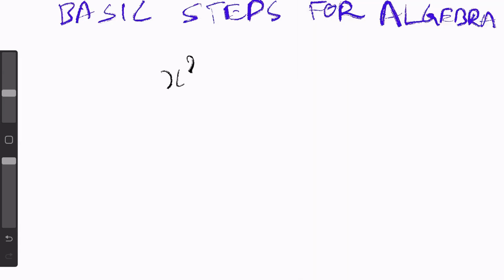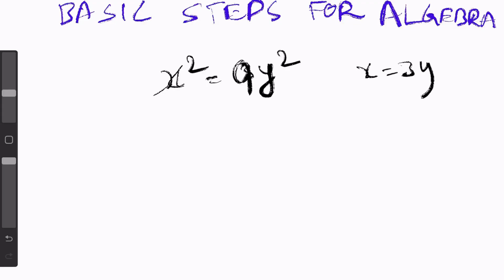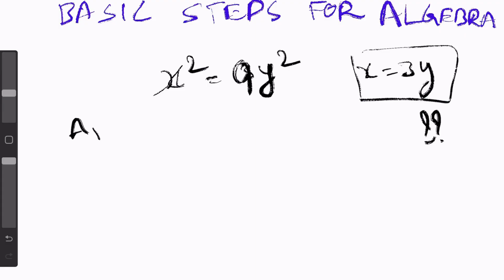We have seen all the basic things, right? Now we are going to see different operations like square and square root, cube and cube root. Take x square equals 9y square. Then what we do now is apply square root on both sides. We need to do the same thing on both sides, right? So we get x equals 3y. We need to see how we get this.